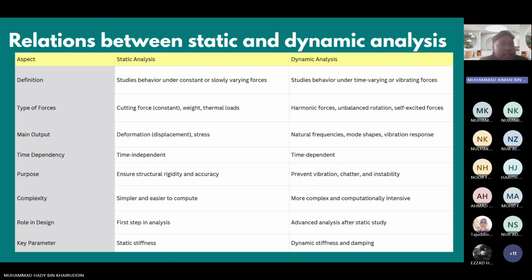For complexity, dynamic analysis is more complex and computationally intensive. So it uses more computing power to analyze and may require better hardware. Static analysis is much simpler to compute. For the role in design, static analysis is the first step in analysis, and dynamic is more advanced, done after the static study. For the key parameter, static analysis is more towards static stiffness, and dynamic analysis is more towards dynamic stiffness and damping. Okay, next slide.